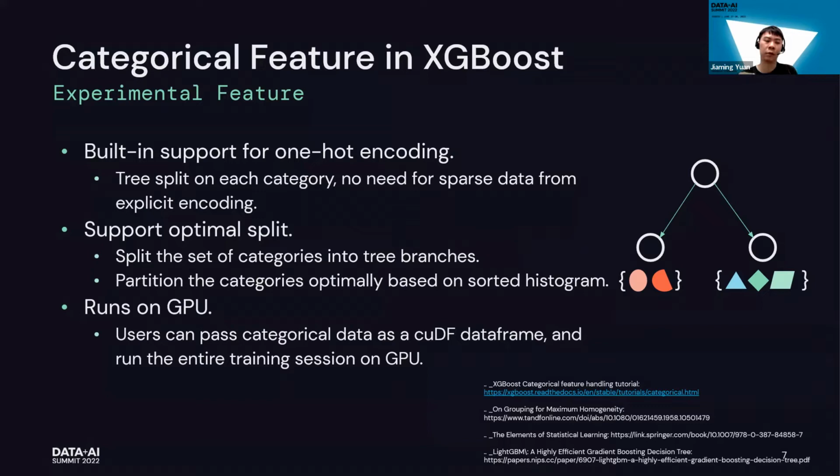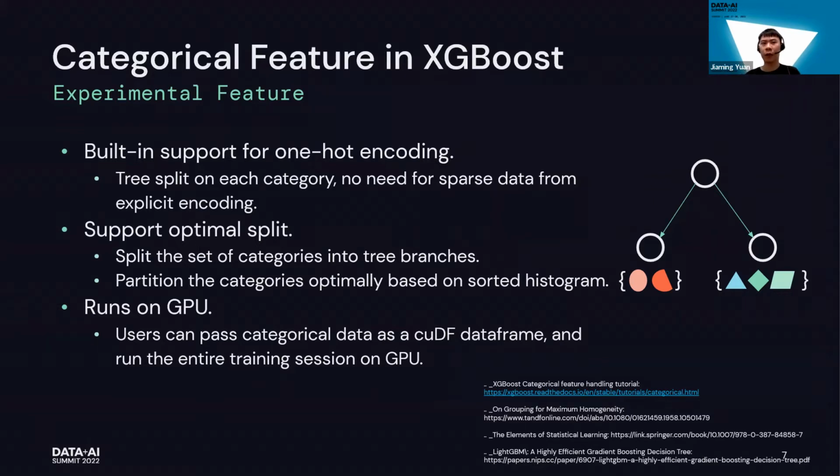For one-hot encoding, the tree training algorithm would pick one category for each split for the right branch, and then the rest of the categories go to the left branch. So in this way, if we want to go over all the categories, we have to build a really deep tree, and that means a large model, and it might converge slowly.